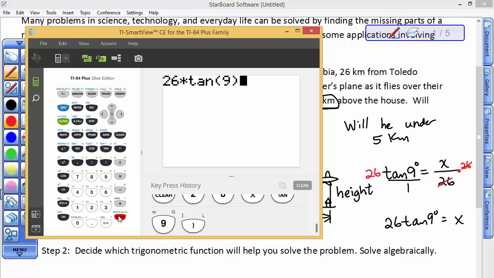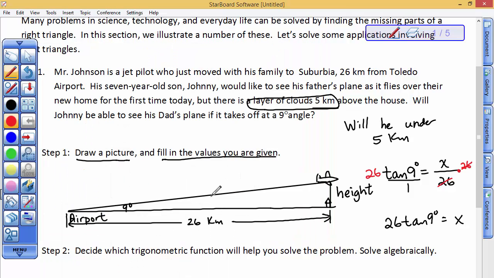His dad's plane is 4.1, I believe we're in meters. No, I'm sorry, we're probably in kilometers. His dad's plane is 4.1 kilometers above the house. The clouds are at 5 kilometers, so we didn't really use this data other than, at the end of the story, to say, yes, he can see the plane.